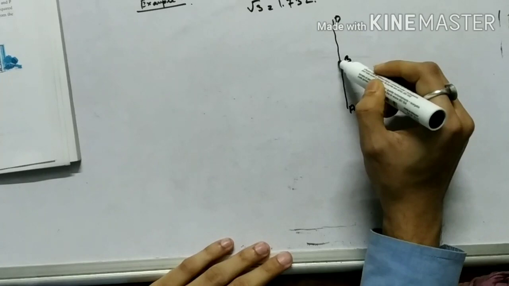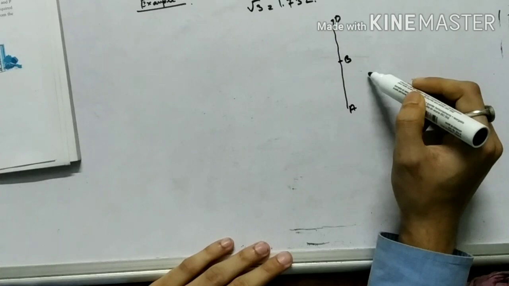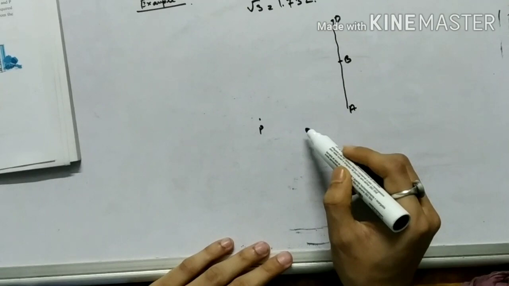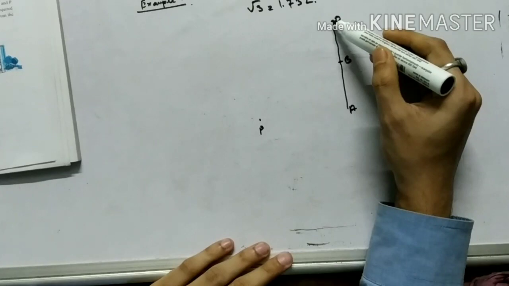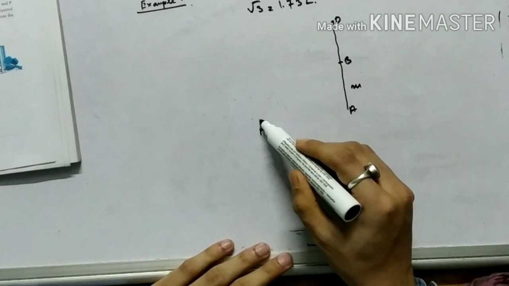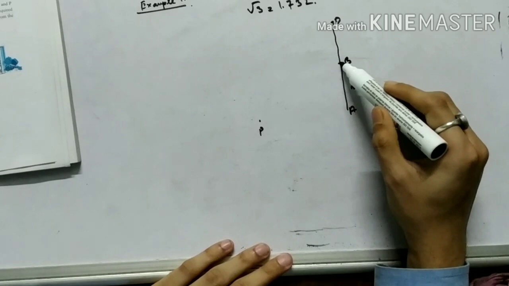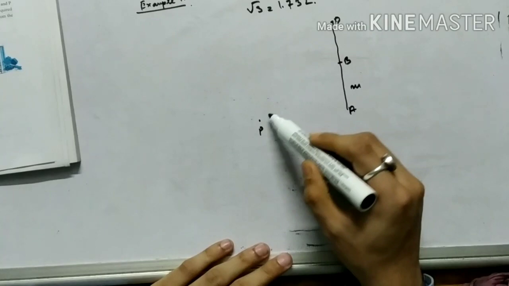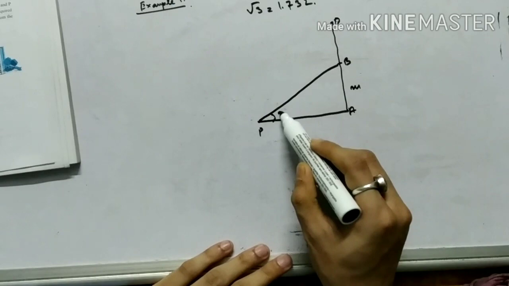Understand? A flag is hoisted, and from a point P on the ground, the angle of elevation of a 10 meter tall building, AB is the building, from point P, the angle of elevation of point B from P is given as 30 degrees.